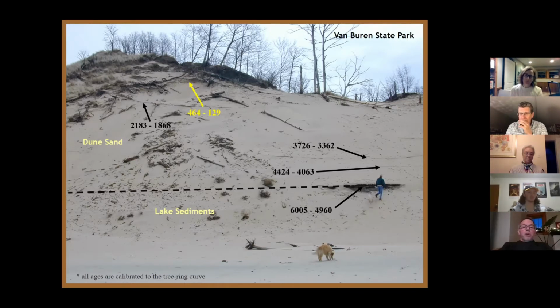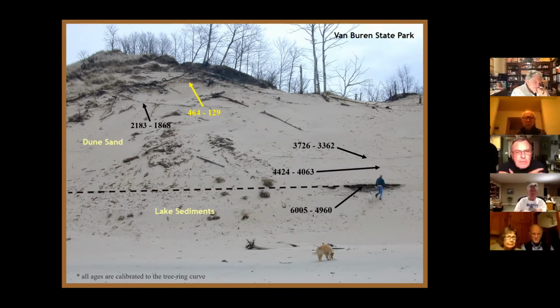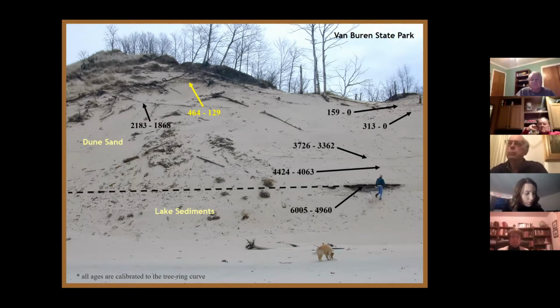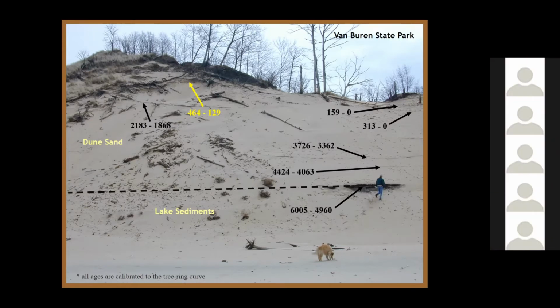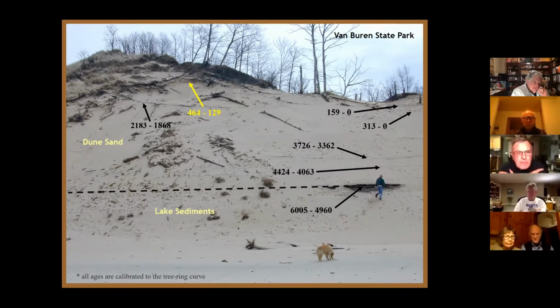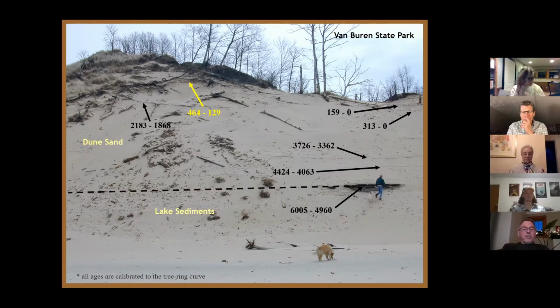That's between 464 and 129 years ago, and so on. Luckily for me, all these dates are in the right order. The oldest stuff should be at the bottom, and indeed it is. And it gets progressively younger, and you can literally see how this dune grew upward through time. But it didn't do it all at once. It did it in stages.